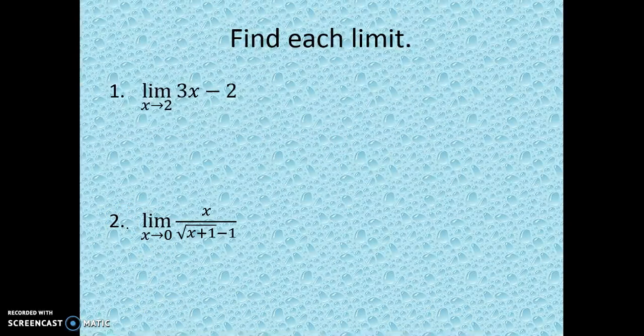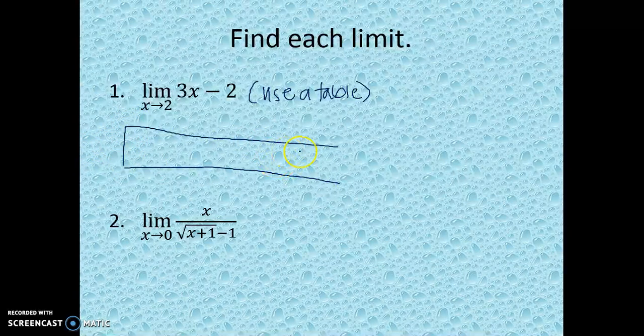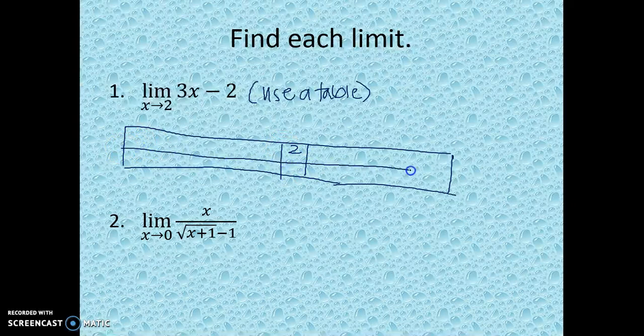To find each limit, one option would be to use a table. So that's our first option. So for that table, we want to know the limit as x approaches 2. So I'm going to make 2 the center of my table. And on either side of my 2, I'm going to be just a little bit away from that.